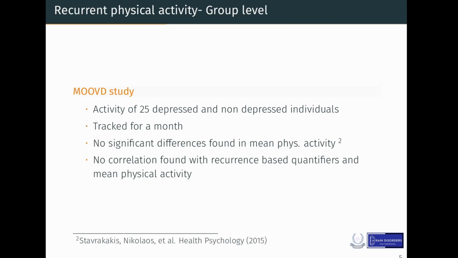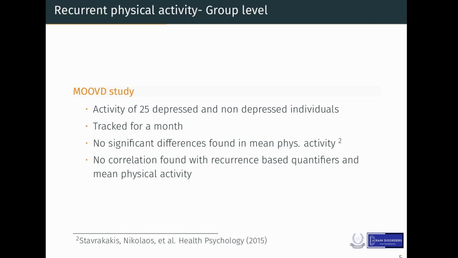Okay, so for the first question, which is on the recurrent physical activity at the group level, what we did was that we tracked the activity of 25 depressed and non-depressed individuals. We tracked them for about a month, and we found that there were no significant differences in the mean physical activity. Right. So this was in the MOVE study, which is what we use.